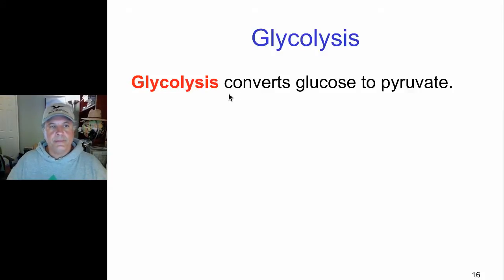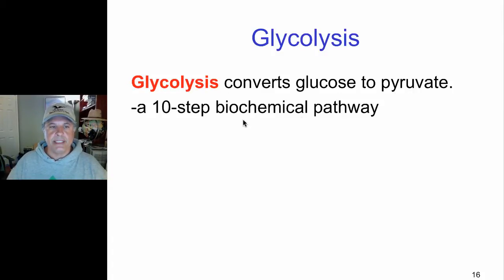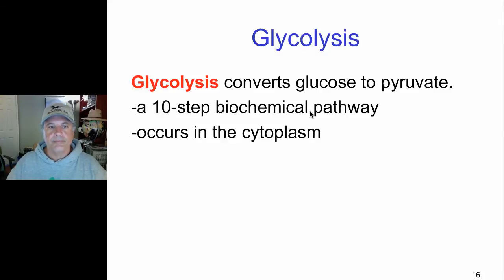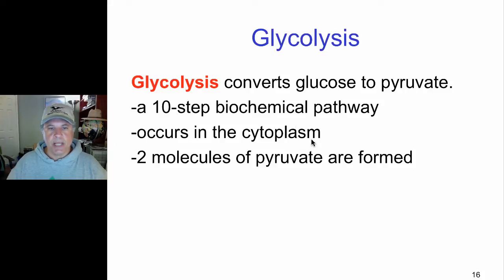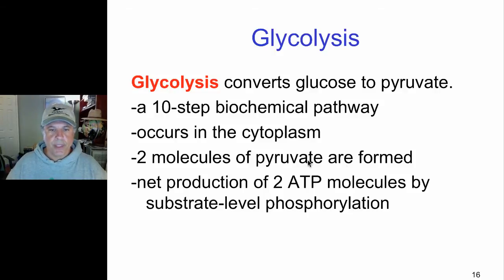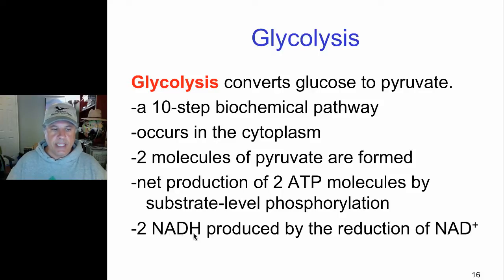As I've said, glycolysis converts glucose to pyruvate in a 10-step biochemical pathway. We've talked about what biochemical pathways are, so you should be familiar with that. This occurs in the cytoplasm, and there are two molecules of pyruvate formed for every molecule of glucose that enters the glycolytic pathway. There's a net production of 2 ATP by substrate level phosphorylation, and 2 NADHs are produced by reducing 2 NADs. We'll see this all very shortly.